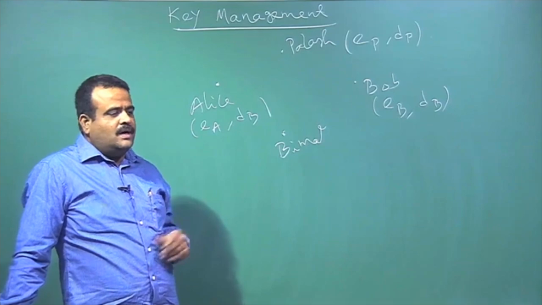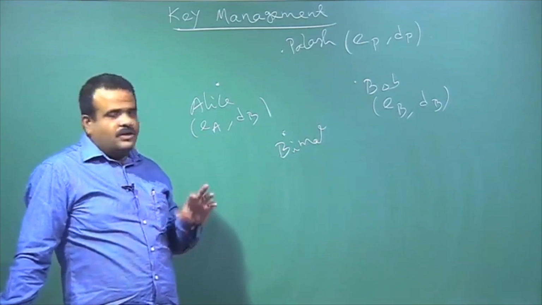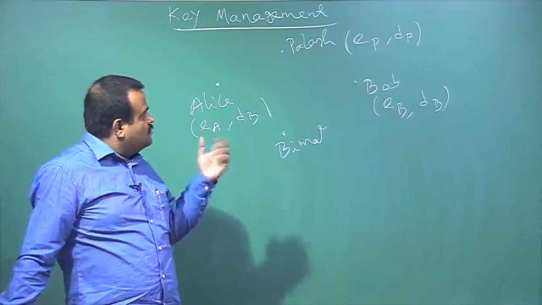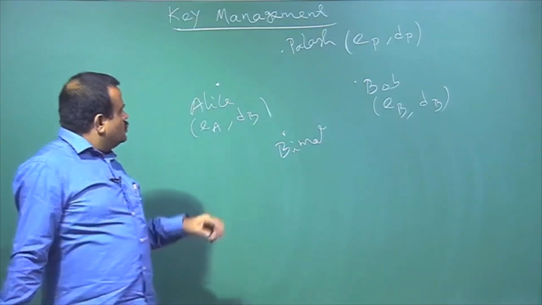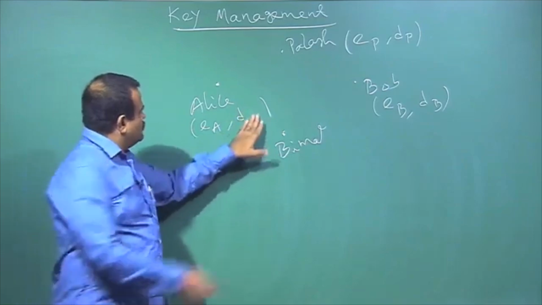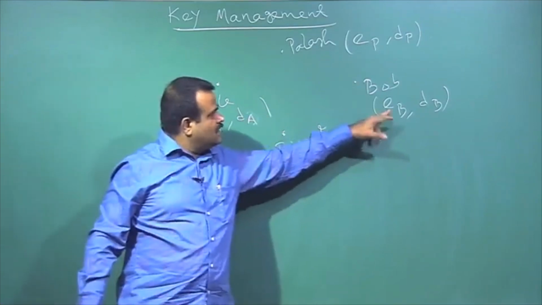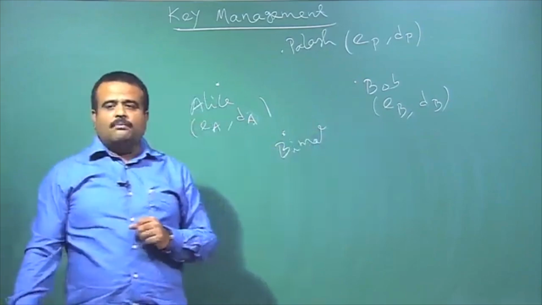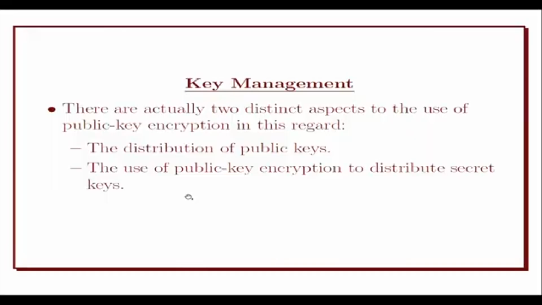So how the public key? This is a part of the key management. How we distribute the public key, that is one issue. Now suppose Alice wants to send a message to Bob. So Alice needs to get, so this is DA. So Alice needs to get Bob's public key, that is EB. So how will Alice get Bob's public key? So this is the part of the key management.